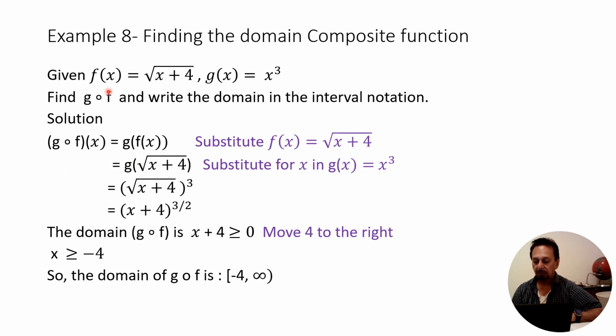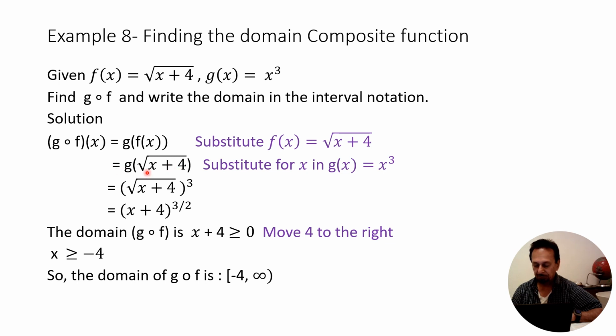Example 8. We are given f of x equal to the square root of x plus 4, and we have g of x equal to x cubed. We're going to find the composition of g and f, and write its domain in interval notation. By definition, the composition of g and f defined over x is simply g of f of x. So the inner function is f of x. We replace f of x with whatever it equals, the square root of x plus 4. So we have to find g of the square root of x plus 4.